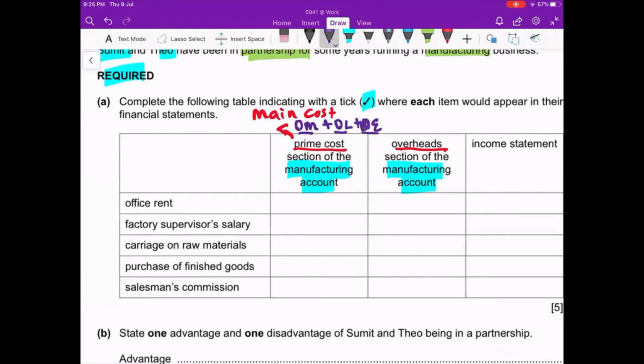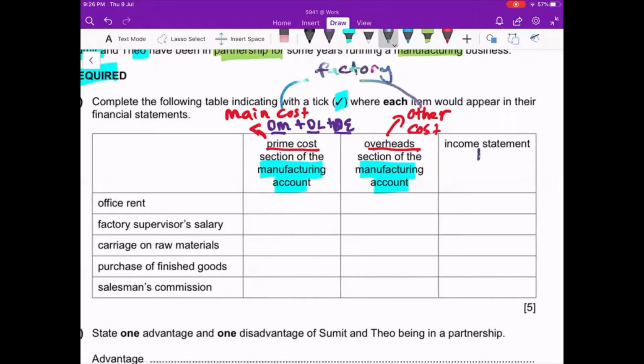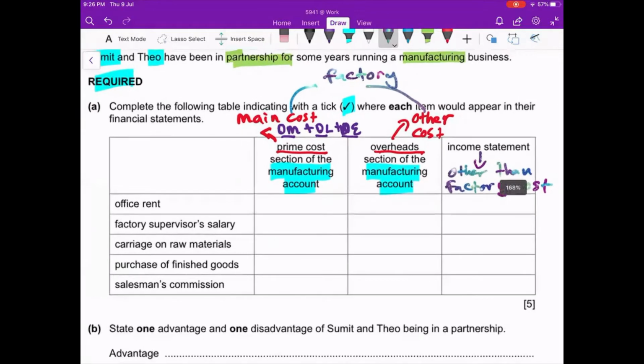And overhead. Overhead is the other cost, other than the main cost, for a factory. Both of these are main cost and other cost for a manufacturing factory. And then the income statement. Normally, other than factory costs, the office or the sales expenses or income will go to the income statement. Okay, I repeat again.